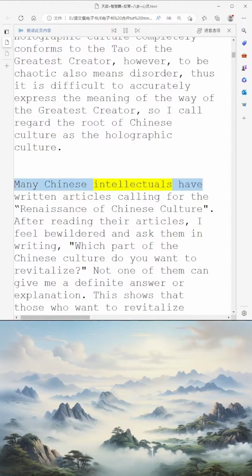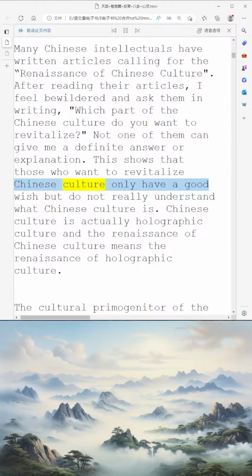Many Chinese intellectuals have written articles calling for the renaissance of Chinese culture. After reading their articles, I feel bewildered and ask them in writing, which part of the Chinese culture do you want to revitalize? Not one of them can give me a definite answer or explanation. This shows that those who want to revitalize Chinese culture only have a good wish, but do not really understand what Chinese culture is. Chinese culture is actually holographic culture, and the renaissance of Chinese culture means the renaissance of holographic culture.